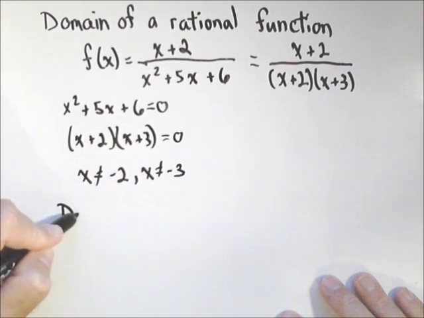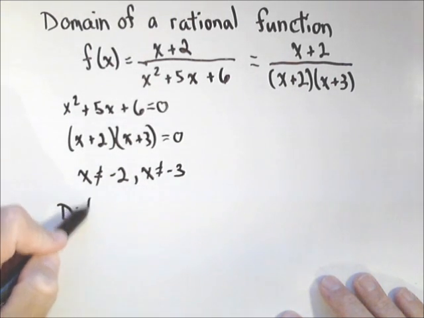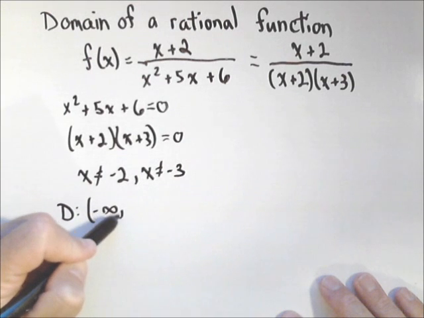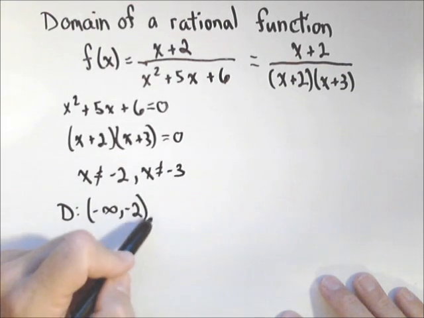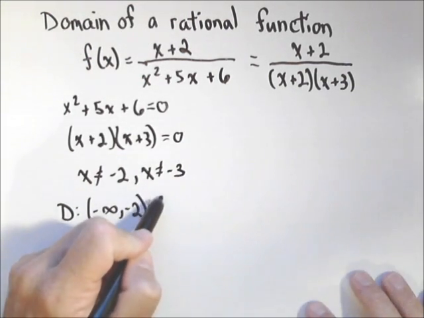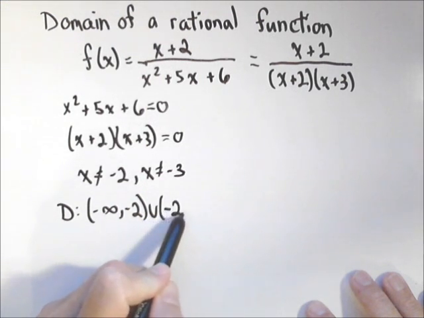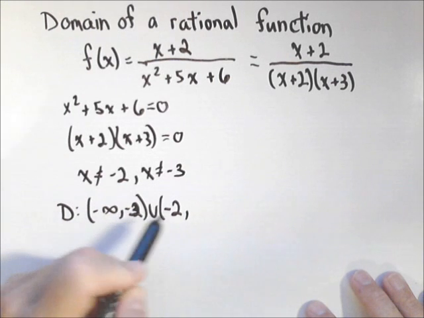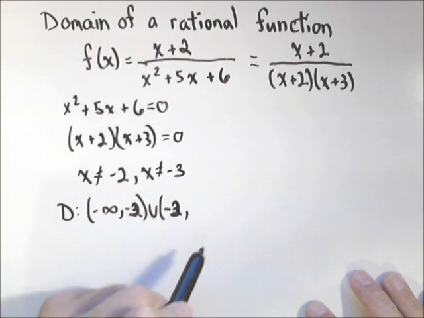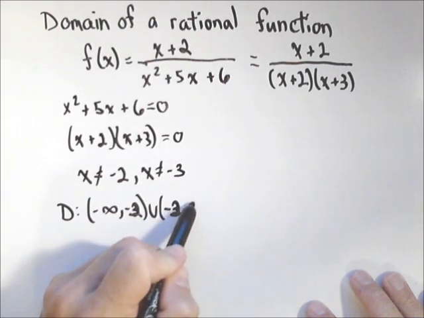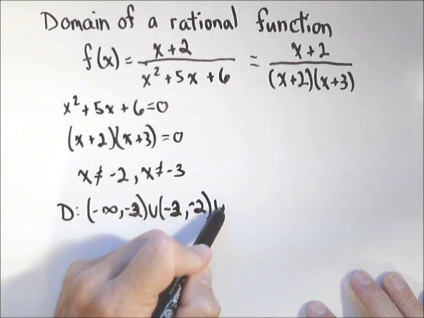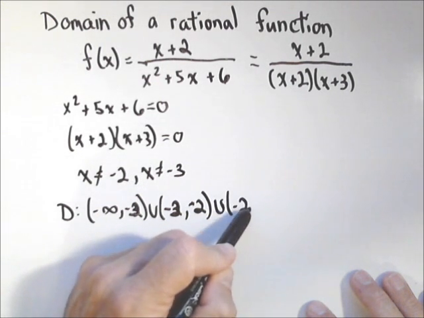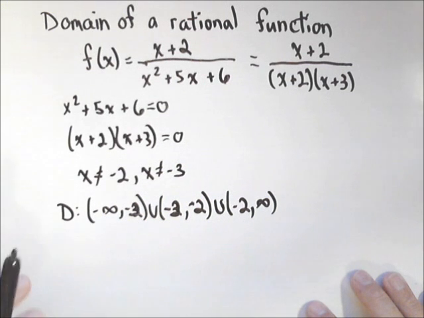So we would write up our domain in interval notation as negative infinity to negative 2, parenthesis because we don't want to include it, union negative 2 to, we should be going to negative 3 first. We always want to do this in order, negative 3 to negative 2, and then union negative 2 to positive infinity. So there's our domain.